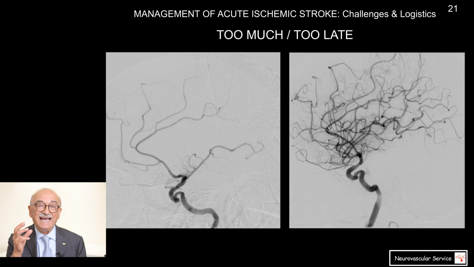And also when we image, we need to image the core, the size of the core infarct, and the size of the penumbra that is at risk, and it is worth actually saving.